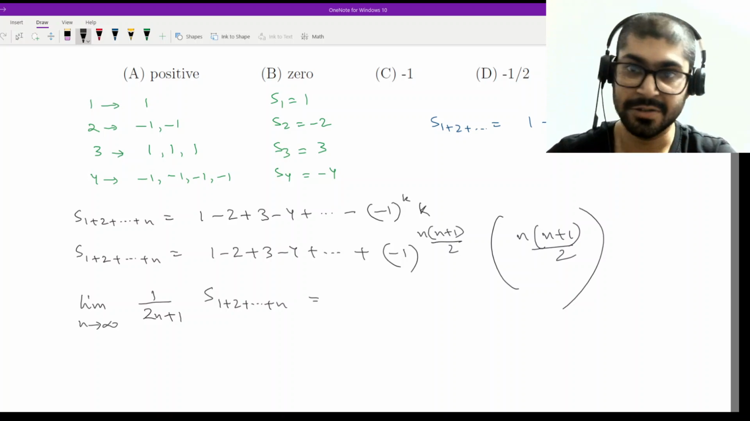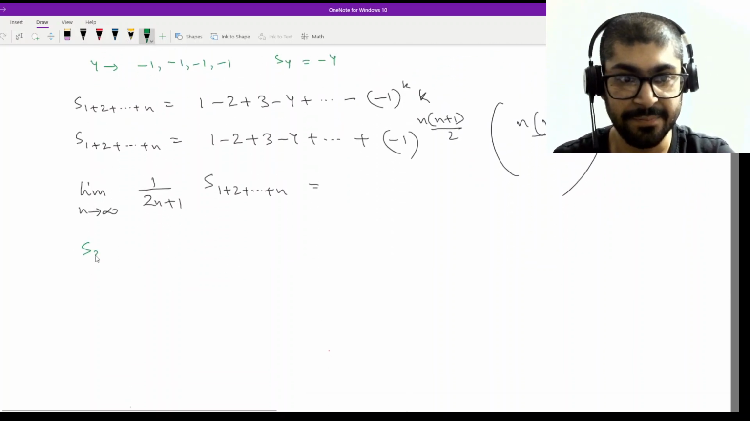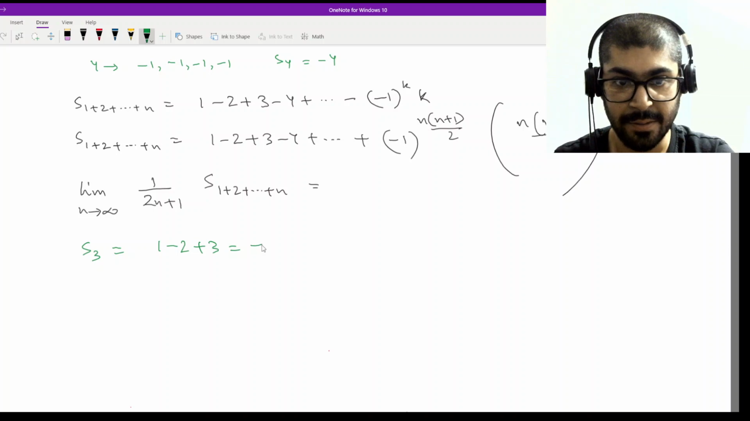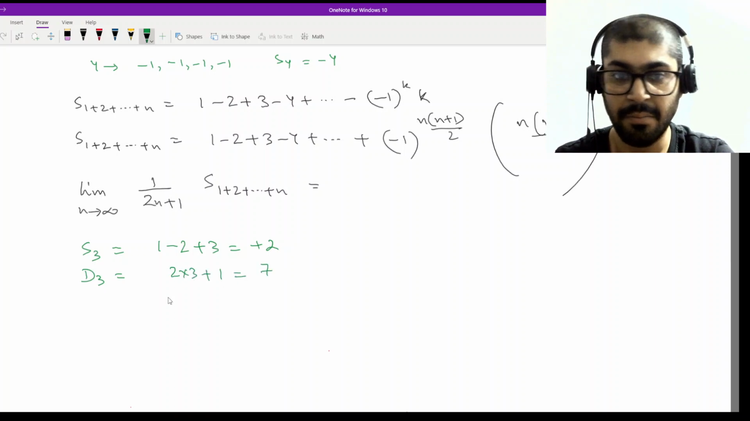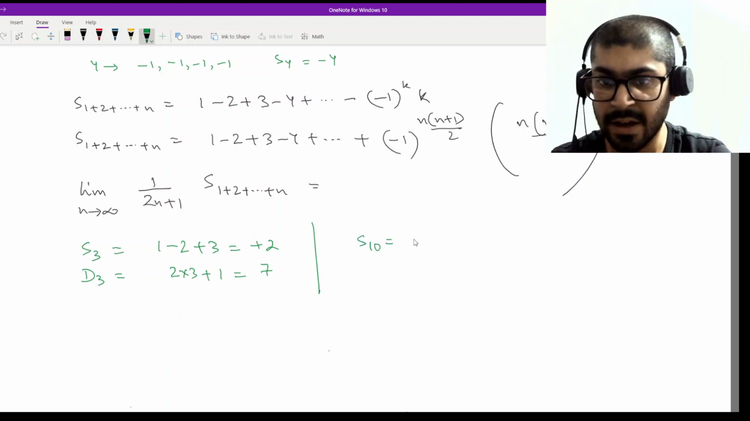Check with a few values. That should help you understand. So what happens at S3? S3 will be 1 minus 2 plus 3, which is plus 2. Check the denominator, let's name it D3. D3 is 2 into 3 plus 1, that is 7. Okay. Now let us take a bit higher number. Check S10. S10 will be 1 minus 2 plus 3 minus 4 plus 5 minus 6 plus 7 minus 8 plus 9 minus 10.